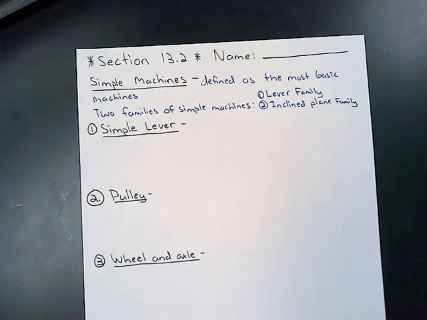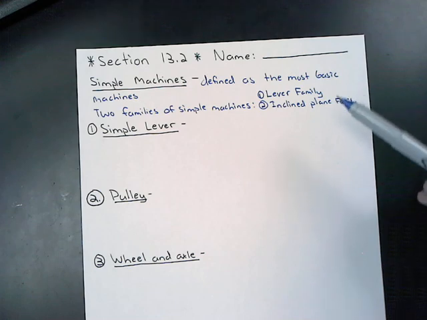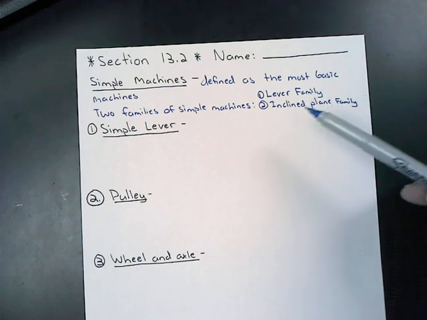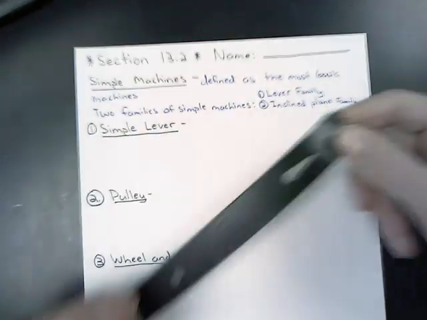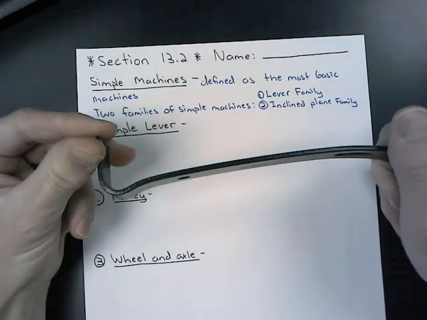So, we are going to talk first about the first 3 of the lever family, and then we'll talk on the back half here, what is the inclined plane family. So we start out here with a simple lever. A simple lever is something as simple as a crowbar.